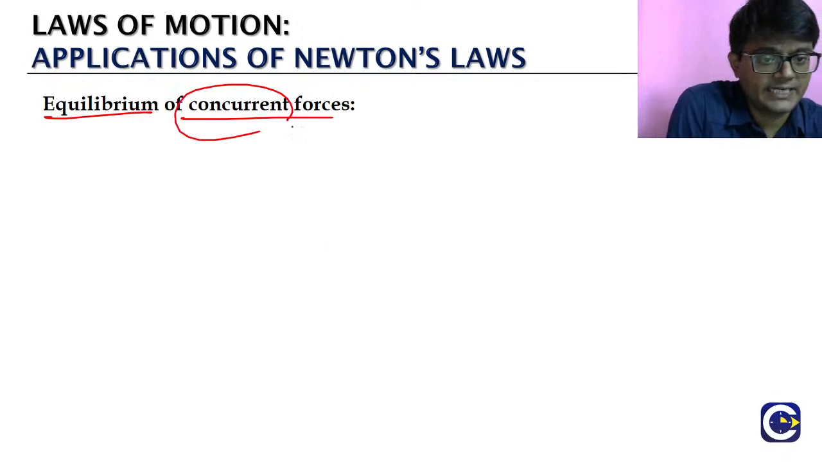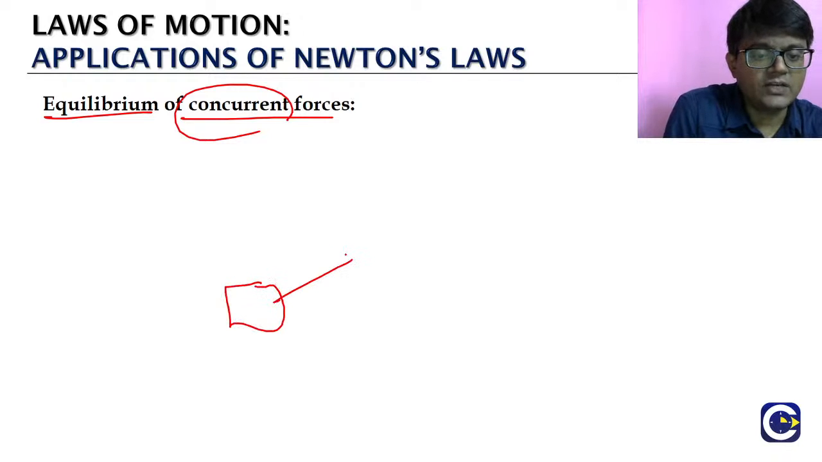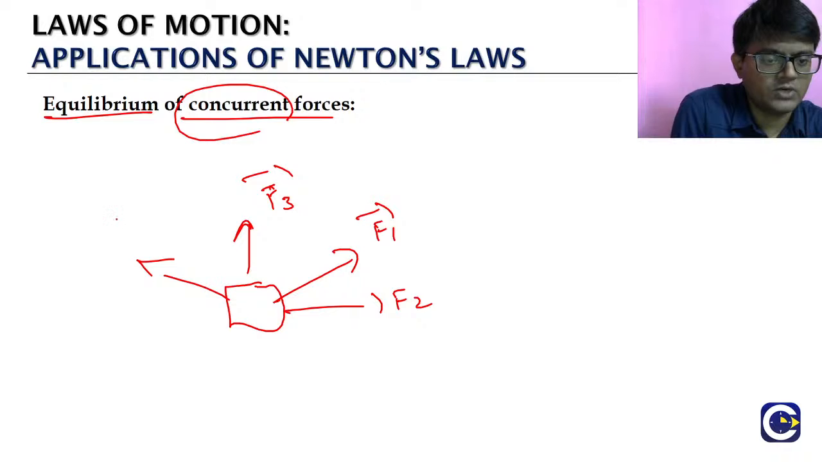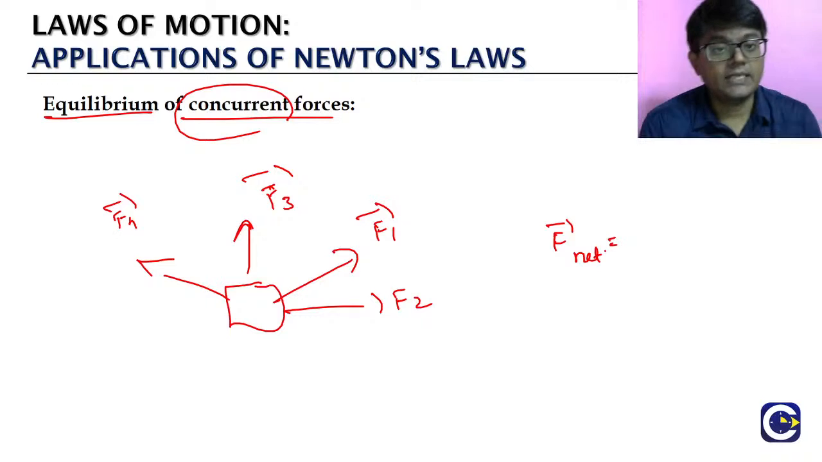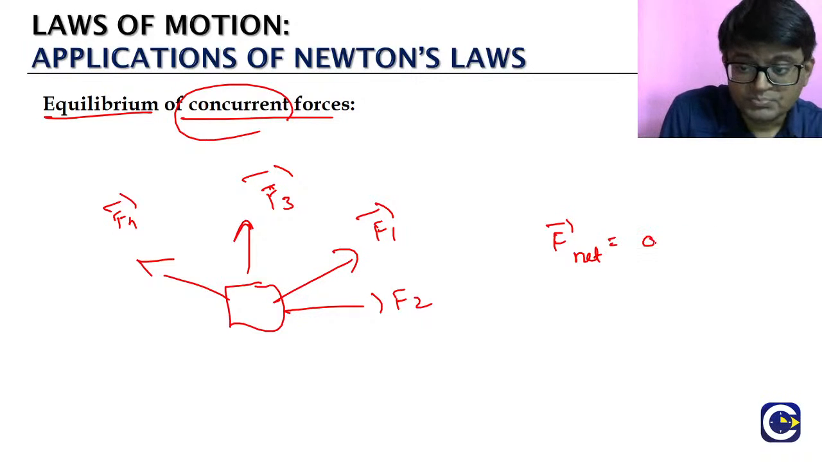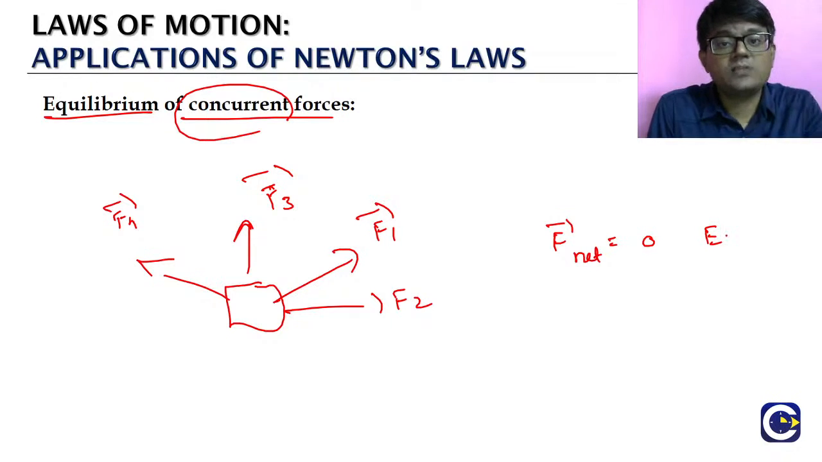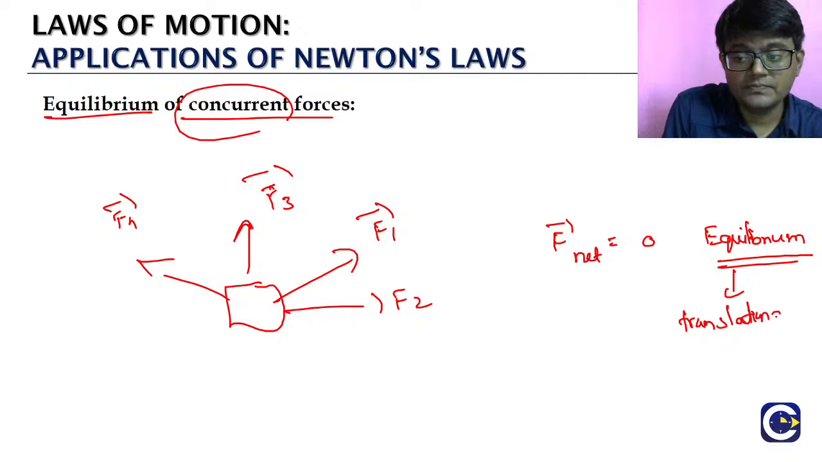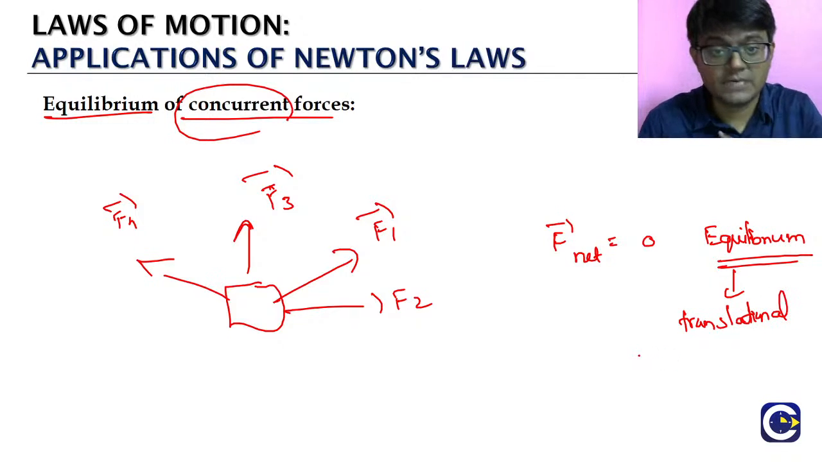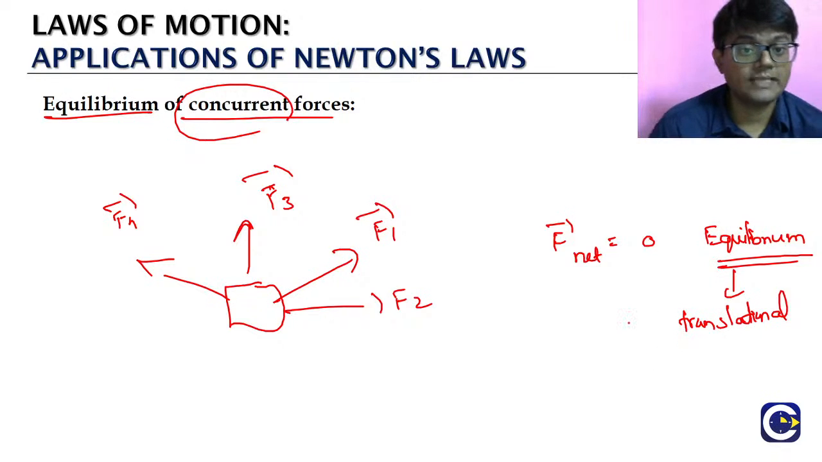Why are we using the word concurrent? We are looking at forces acting on one object. Let us say there are many forces acting on one object. If the total value of all the forces acting on that object is 0, that is what we call the case of balanced forces, or the equilibrium. It is translational equilibrium, because when we go to the rotational motion chapter, there we'll talk about one more equilibrium, which we'll call rotational equilibrium.